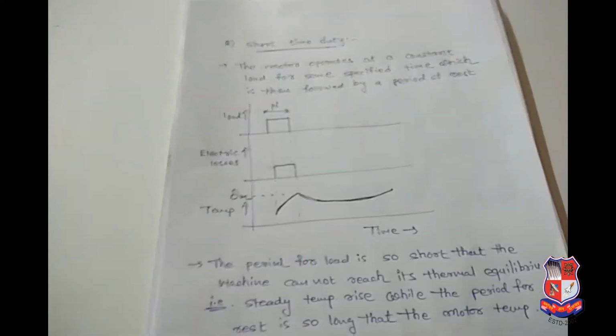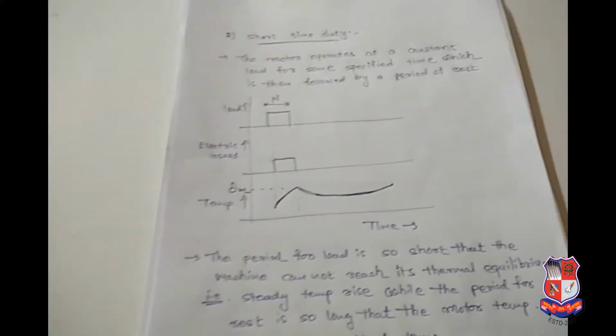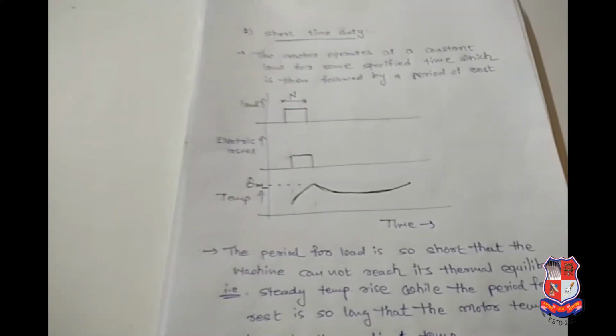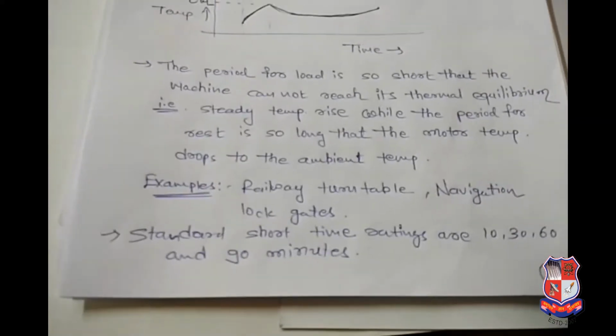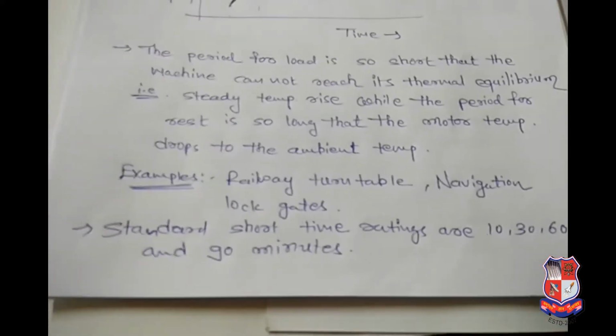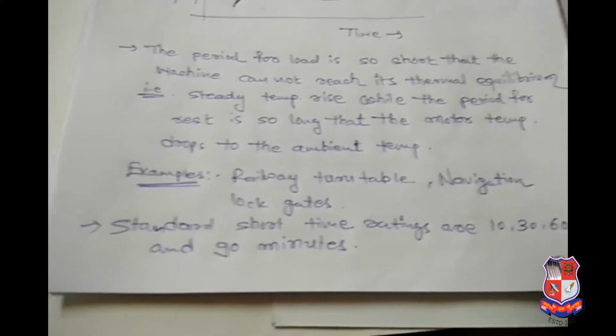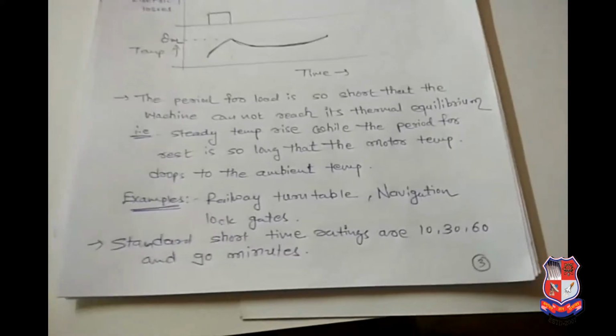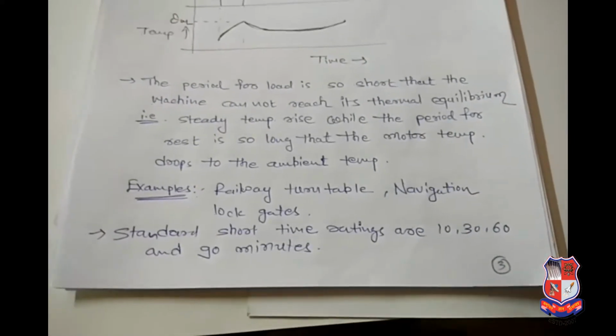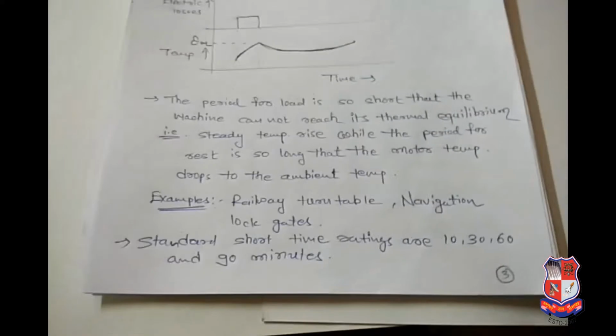If some parts of the motor reach thermal equilibrium at the time of operation under continuous load, then this temperature will decrease during the rest period, and the temperature drops to the ambient temperature. In this type of duty cycle, some examples are railway turntables and navigation lock gates. In this duty cycle, standard short time ratings are 10 minutes, 30 minutes, 60 minutes and 90 minutes.